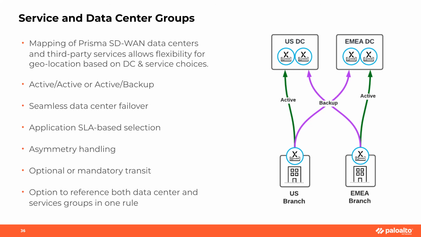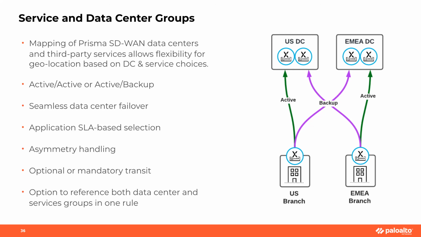And we also do handle asymmetry. It's possible that traffic from your US branch may go to your US DC, but then via some DCI solution that you have, it may be accessing an application in EMEA. This means that the traffic more than likely would come back from the EMEA DC to the branch, and we will handle this asymmetry. We will collapse the asymmetry and ensure that the traffic takes the optimum path to the application after that.